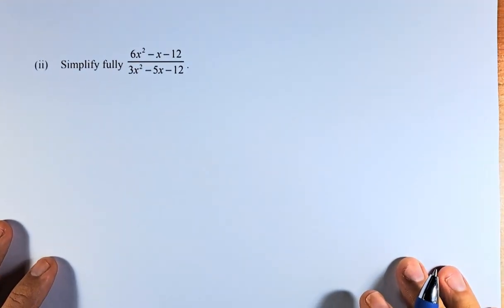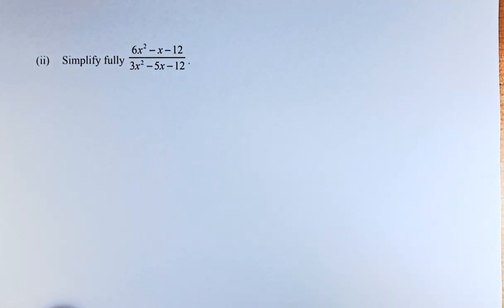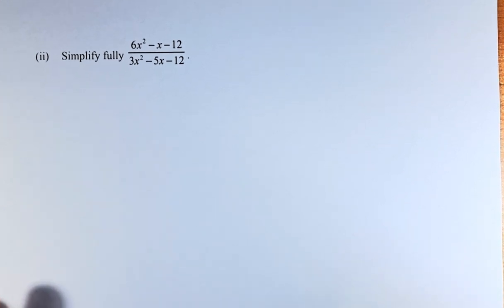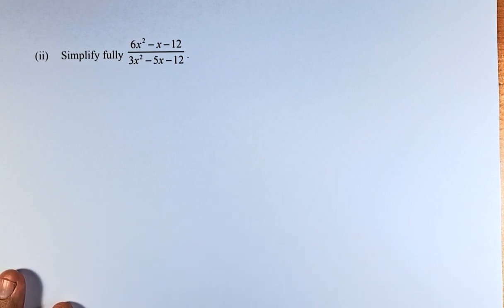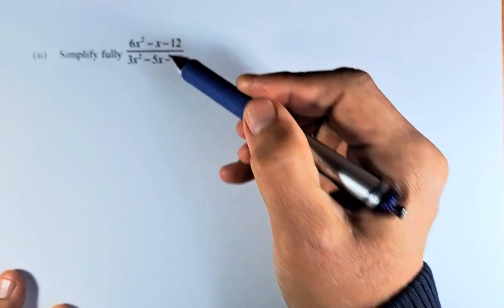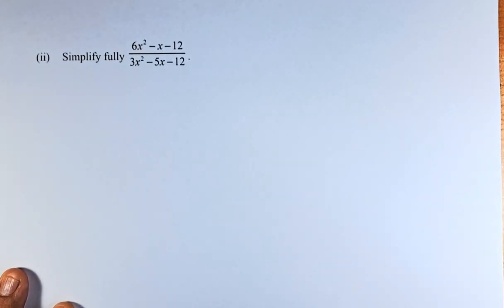Part 2 is a very common question, but I'm surprised this is only an achieved question. Okay, so the question is, simplify fully (6x squared minus x minus 12) over (3x squared minus 5x minus 12). There's a tendency for students to just cancel this way, which is not right. So whenever you have an algebraic fraction, the idea is always to factorize the top, the numerator, and factorize the denominator, and then you're going to cancel out the common factor.